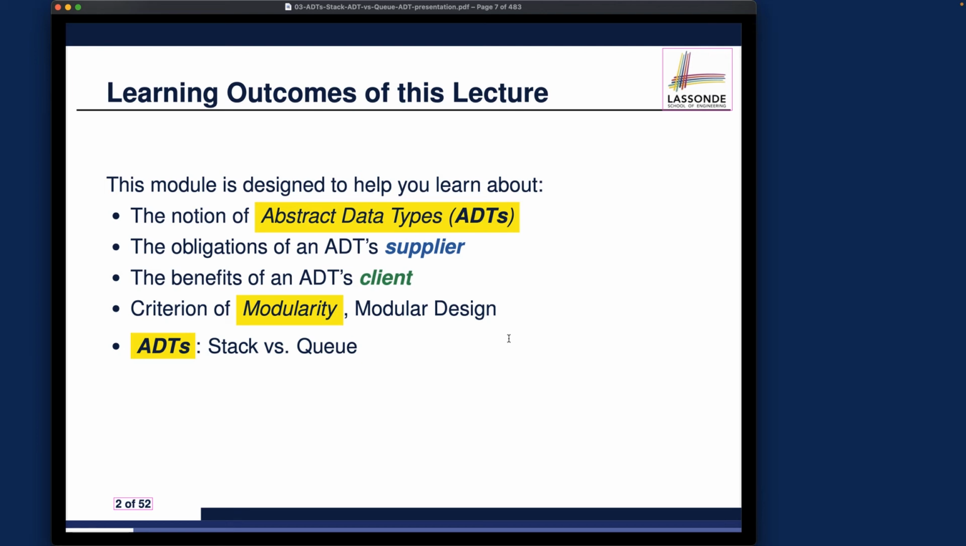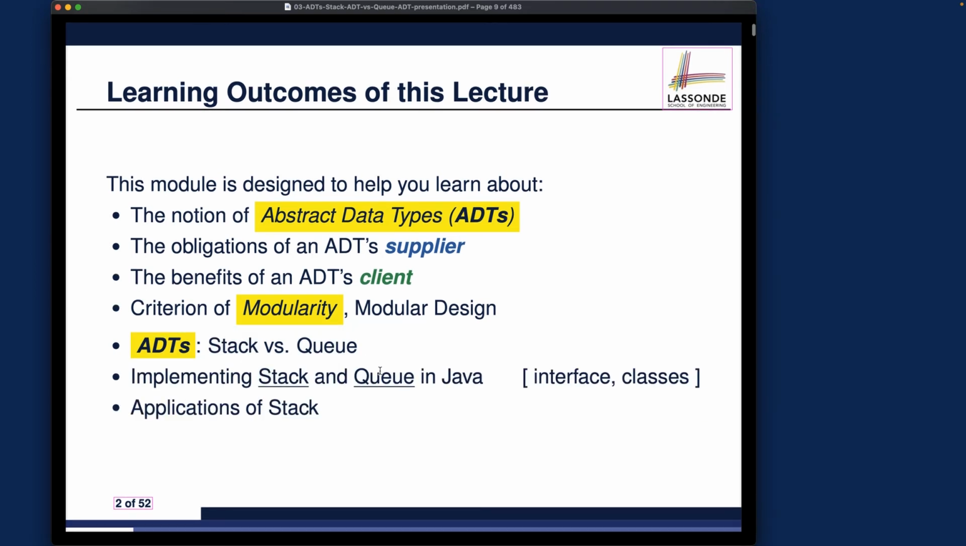And the ADTs that we're going to talk about in this lecture are rather not really sophisticated, but they're definitely in some way more sophisticated than the arrays and linked lists, because we're going to use them to build these two ADTs. We're going to talk about stacks and queues, and we're also going to talk about their application as well. Okay, and of course we're going to see how we can implement these two ADTs precisely in Java, and we're going to use interfaces.